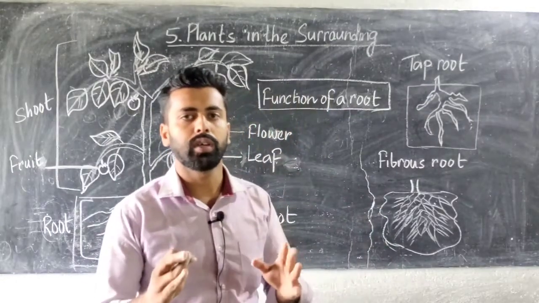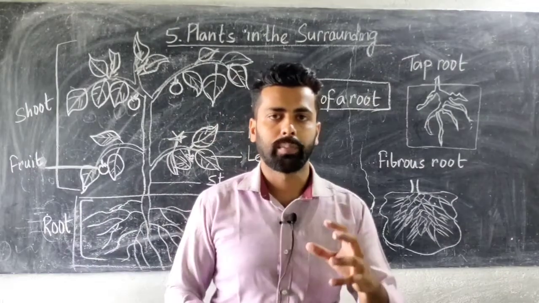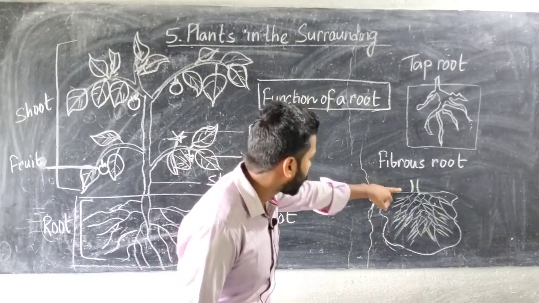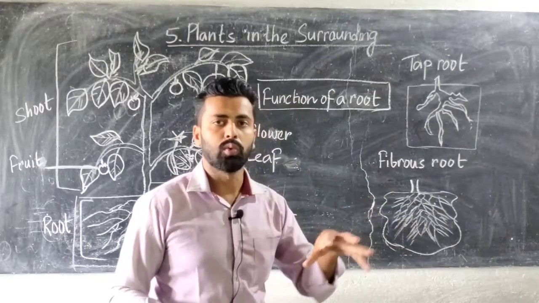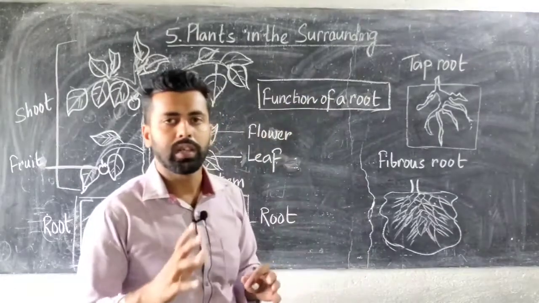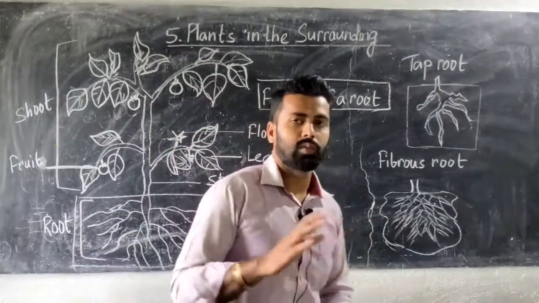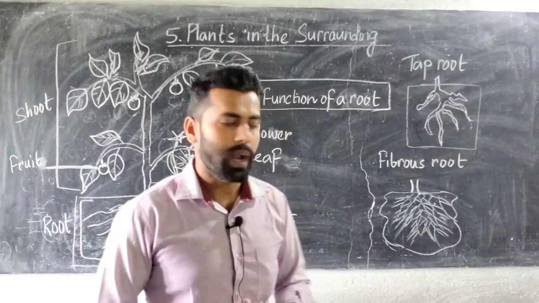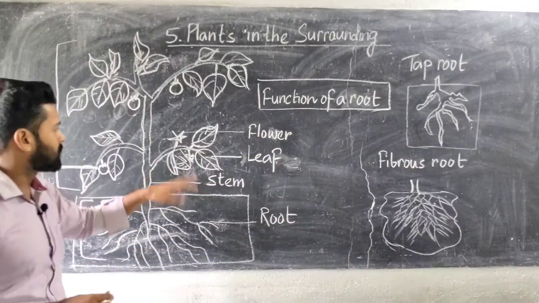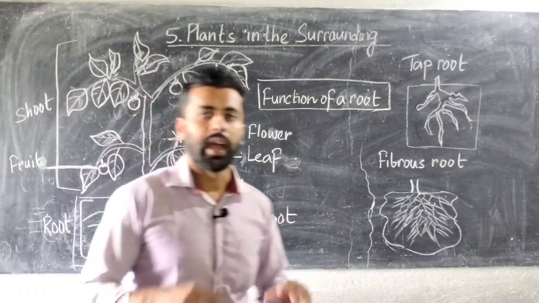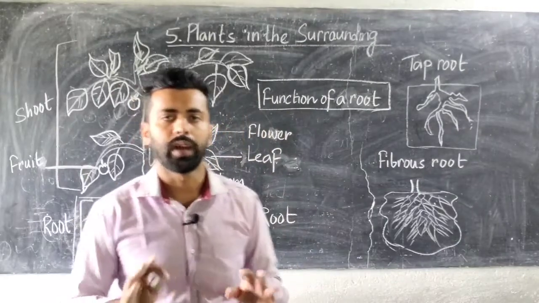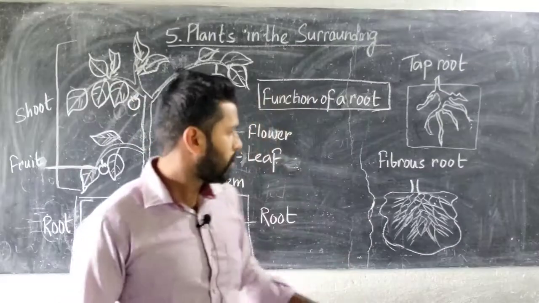Okay students, whenever you are watering a plant, what happens? Everything goes inside the root. From the ground the water goes inside the root, and the root takes in all the minerals, and then distributes the minerals and water to different parts of the plant. The root will supply the minerals and water to the stem, and from the stem it will supply them to the leaves and the flowers. So the root plays a very important role in providing food and minerals to the plant.